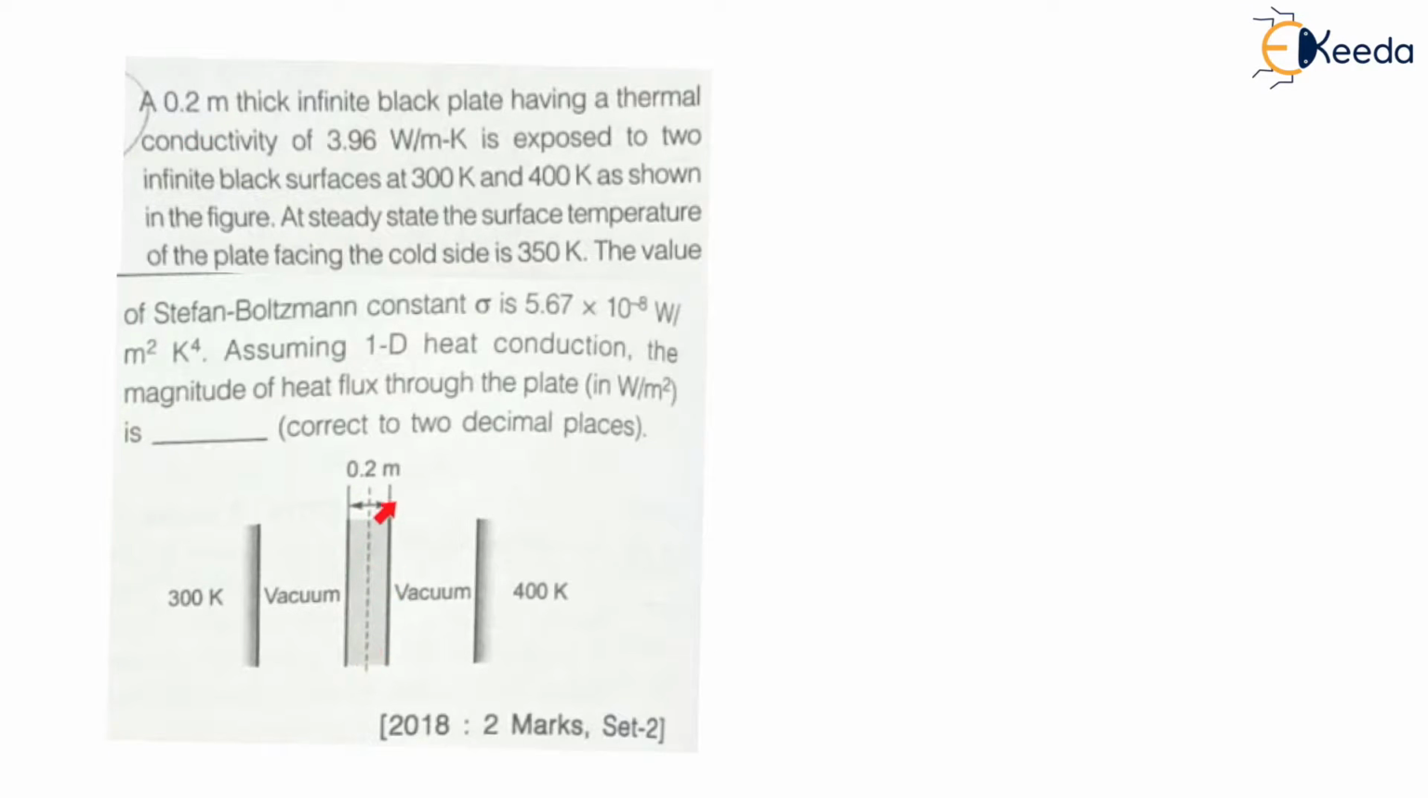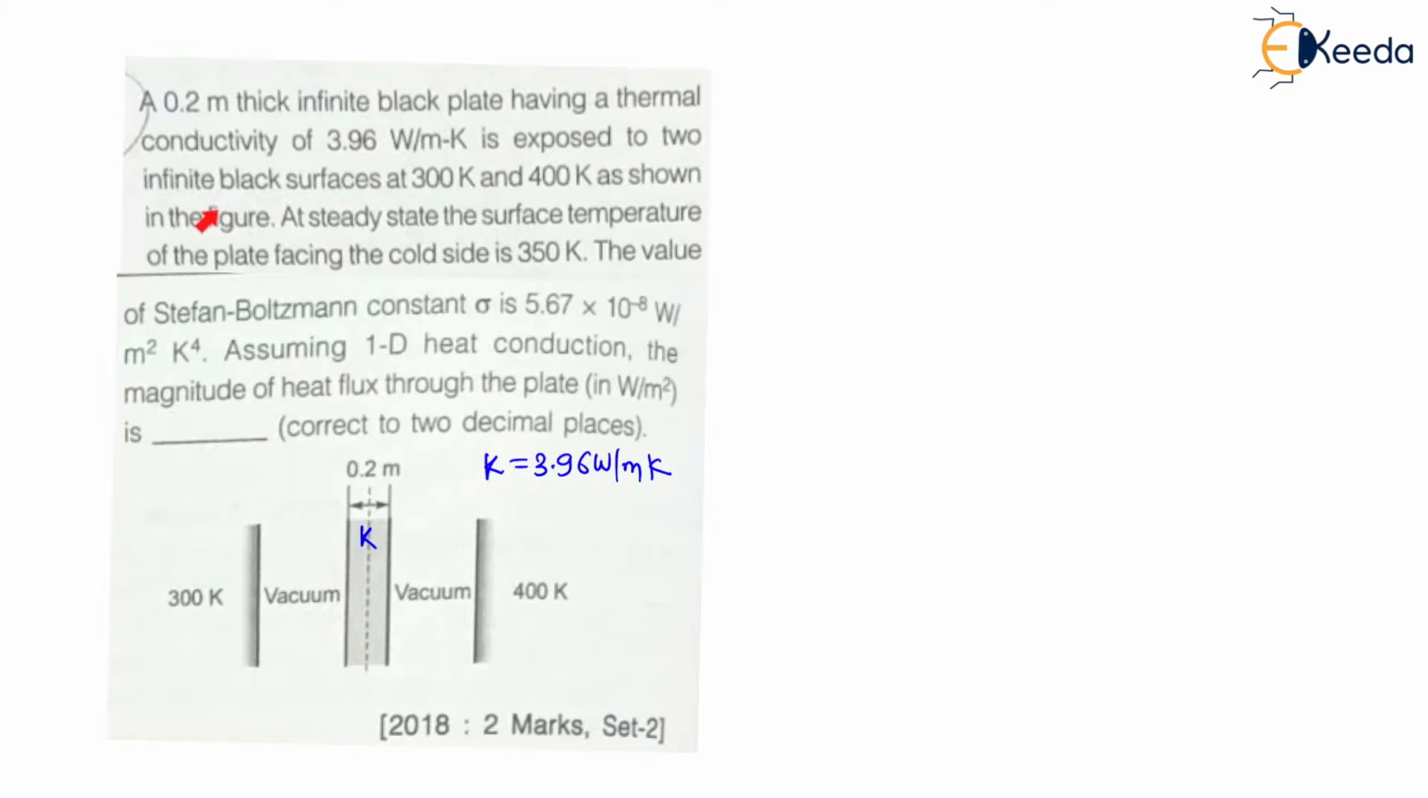This is a black plate, right? Means it is a perfect absorber as well as perfect emitter, black surface, and the thermal conductivity of this plate is given. So let us write here for this plate. Let us say thermal conductivity is K. Therefore, this thermal conductivity K value is 3.96 watt per meter Kelvin.